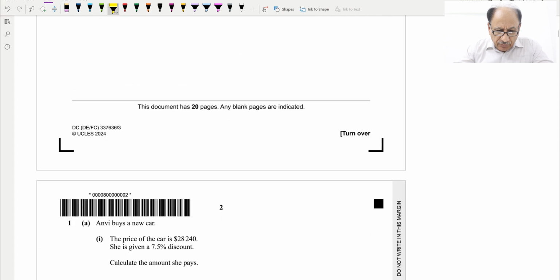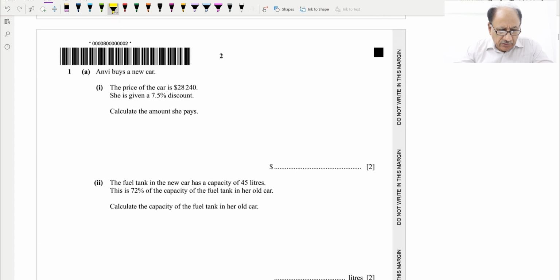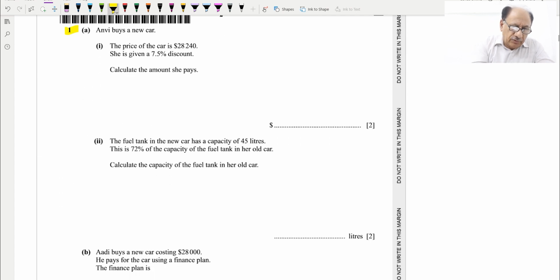This is calculator paper extended, and question number 1 says NV buys a new car. The price of the car is this much. She is given a 7.5% discount. Calculate the amount she pays.